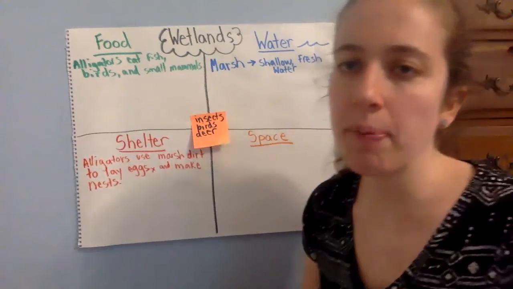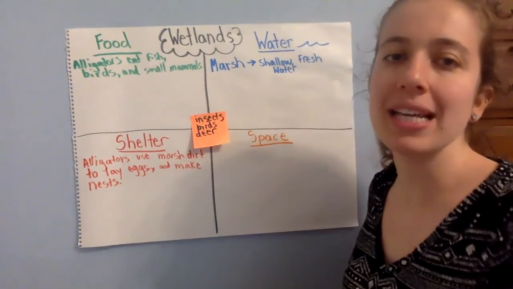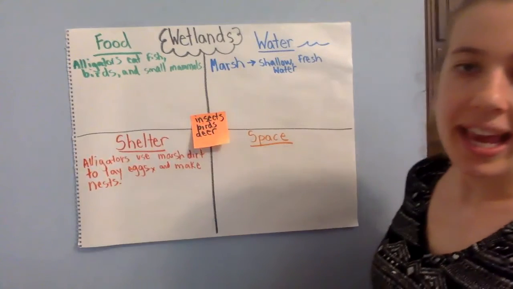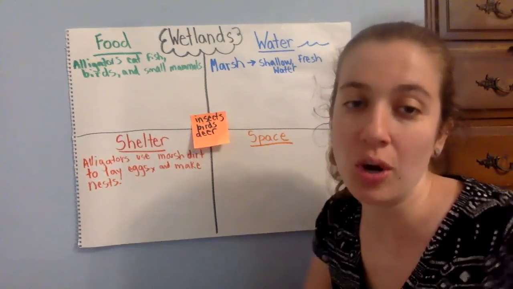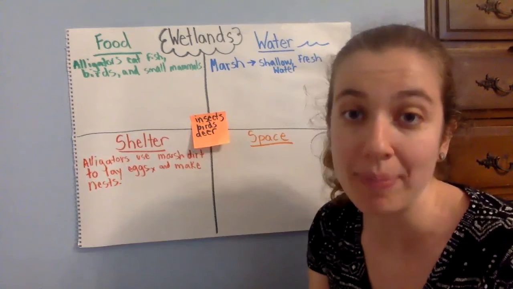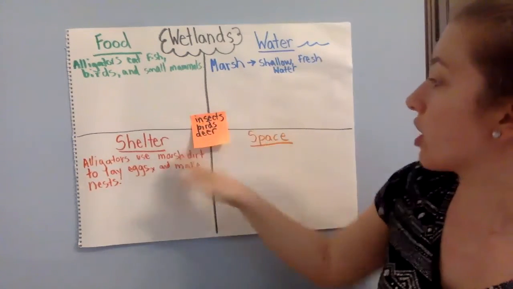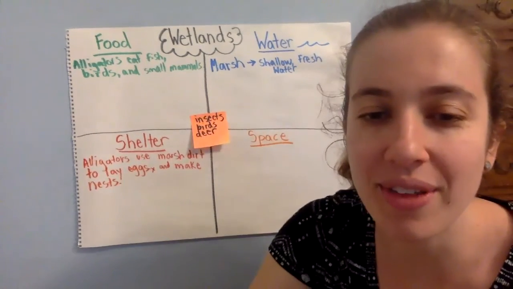All right, we're going to stop there for today, and we're going to continue adding to this chart in the days ahead. If you're reading anything about the wetlands on your own and you would like to make your own habitat chart with food, water, shelter, and space, you know that you can do that.